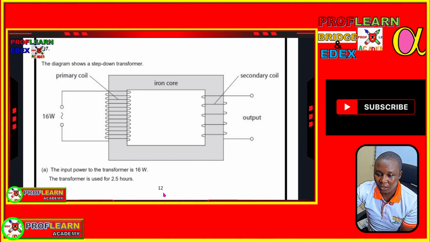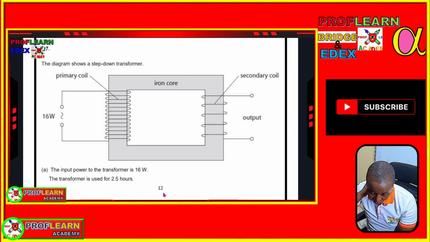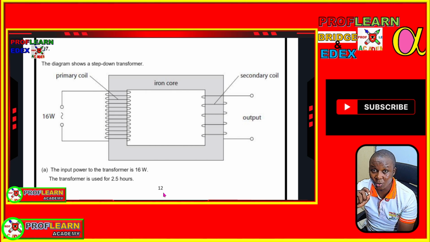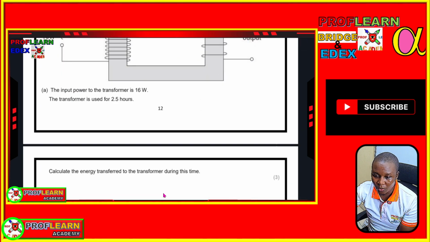So for transformers, you can also be given a diagram of a transformer like this one that we are having here, and then we are supposed to work out the power output, power input, and the voltage that is produced, which is the V out. The input power is 16 watts. Here we are told input power is 16 watts. And you also need to remember that power is current times voltage. And then we are told the transformer is used for 2.5 hours.